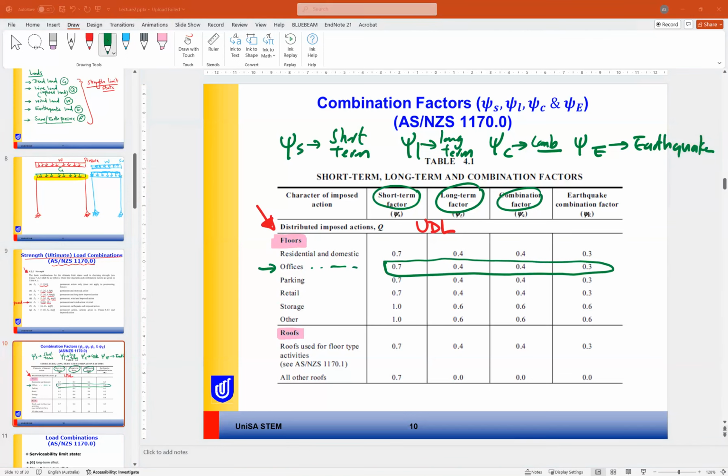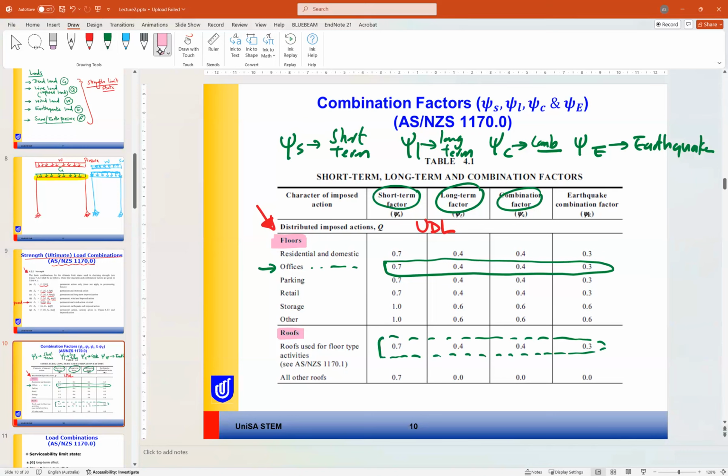So these are the parameters: psi S 0.7, psi L 0.4, psi C 0.4, psi E 0.3, for example. If you are designing a roof, we have two types of roof. Roofs that are used like a floor, for example, where people access the roof and it is designed to hold events or whatever they use. The factors in this case are 0.7, 0.4, 0.4, and 0.3. So this is for the floor-type roof.